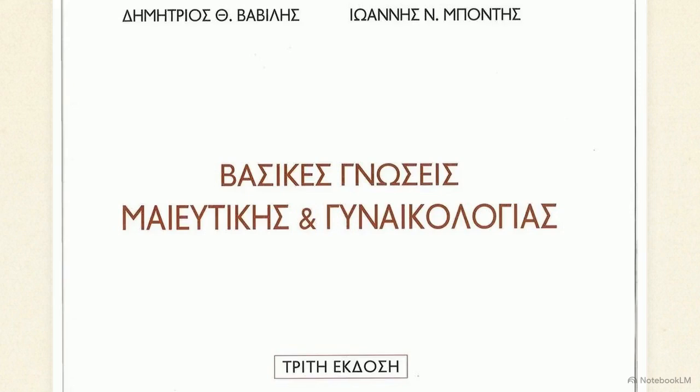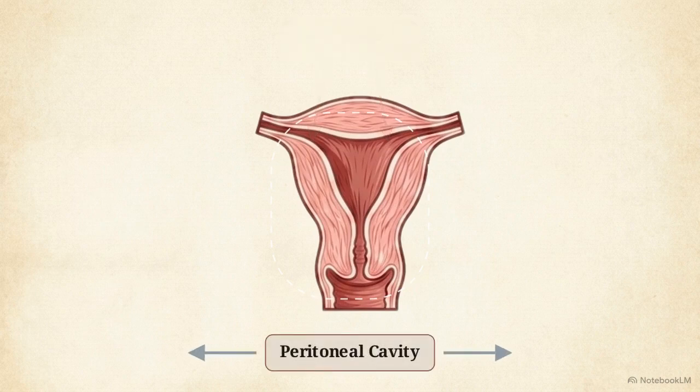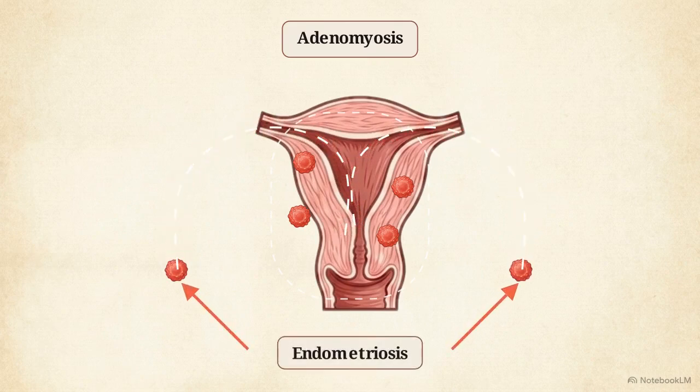For a systematic review of pelvic pathology, we look to the established academic foundation of clinical gynecology to define the mechanisms of endometriosis. This diagram distinguishes the myometrium, the uterine muscular wall, from the surrounding pelvic spaces. While adenomyosis is confined to that wall, endometriosis involves tissue migrating outside the uterus entirely into the peritoneal cavity.